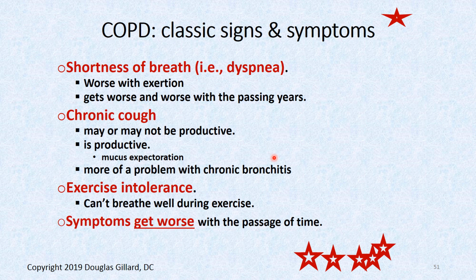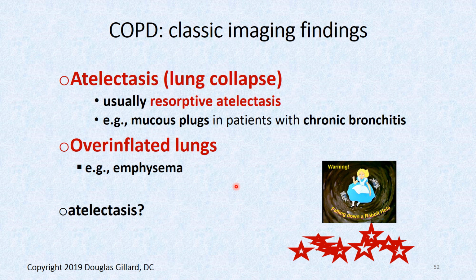There are some classic signs and symptoms: dyspnea, especially dyspnea on exertion, and chronic cough, especially with the chronic bronchitis patients, who cough like crazy. Exercise intolerance, they don't do well. Sometimes they do okay sitting around the house, but get them walking and they're coughing and puffing and coughing. And the symptoms, unfortunately, do tend to get worse with the passage of time. Another two rabbit holes in this last lecture.